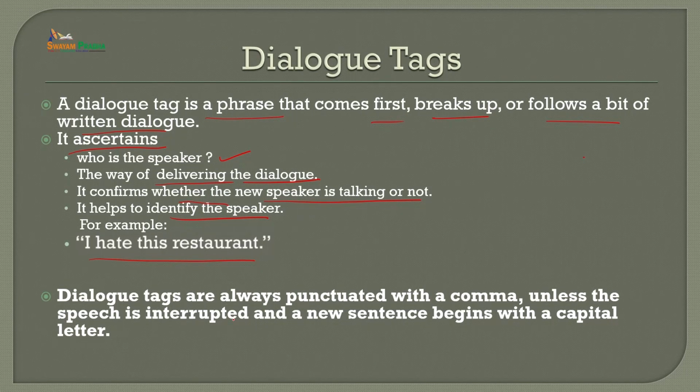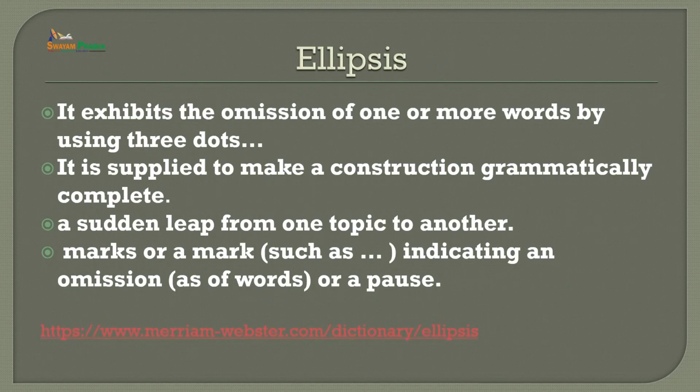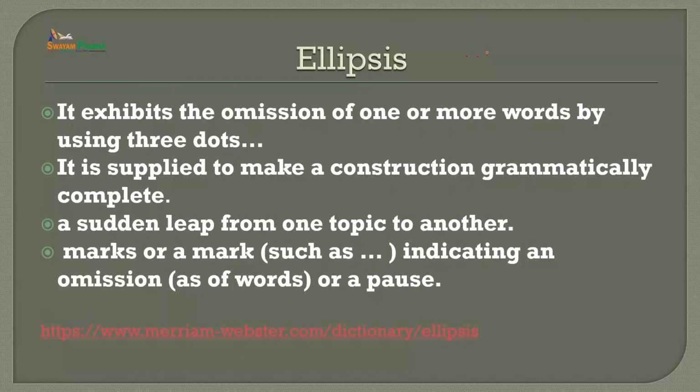Now, dialogue tags are always punctuated with comma, unless the speech is interrupted and a new sentence begins with a capital letter. So, if the speech continues uninterrupted, it will begin with a capital letter. Then further, you must remember what are ellipses. Now, in this condition, what are ellipses? If you know, everyone, these are three dots. I have already explained you earlier.